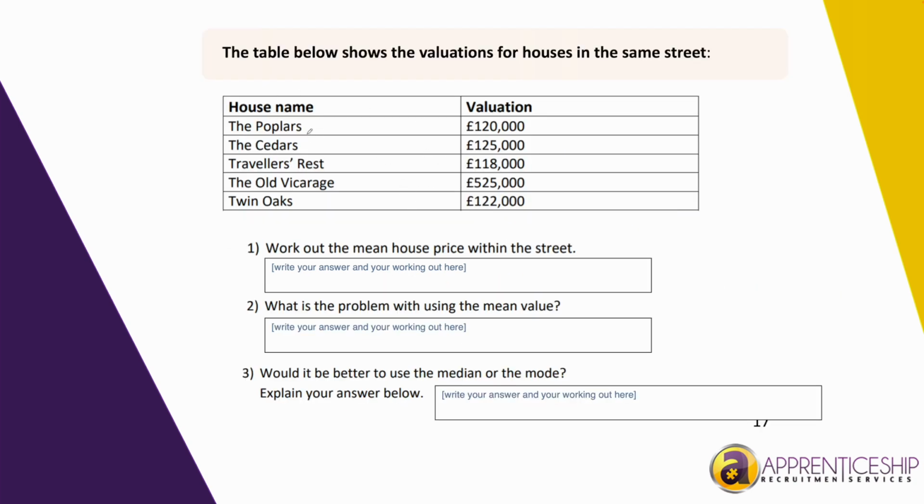Right. The table below shows the valuations for houses in the same street. Work out the mean. So let's add all these together. So I'm going to go 120, add 125, add 118, add 525, add 122. Gives me 101,000.